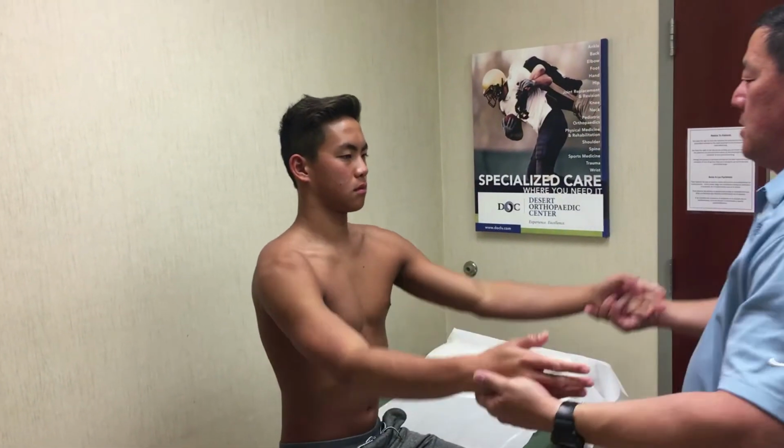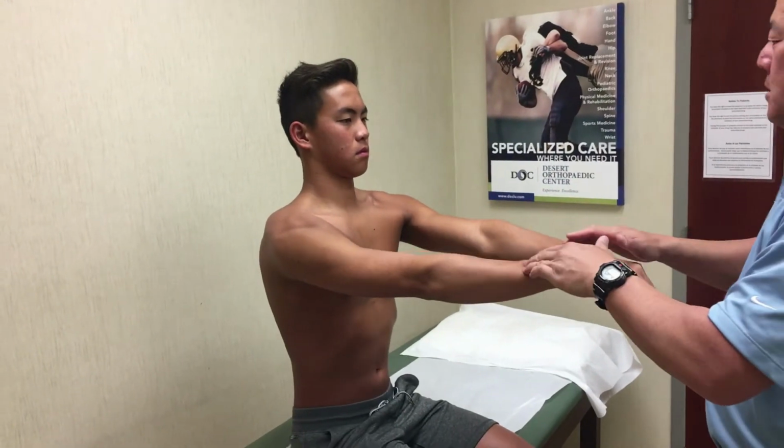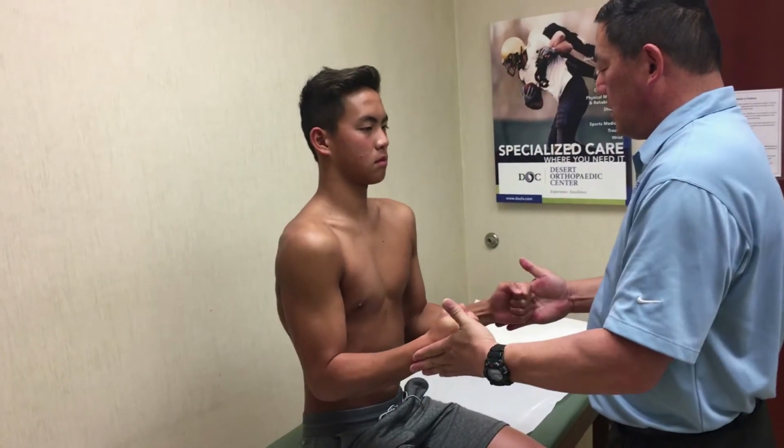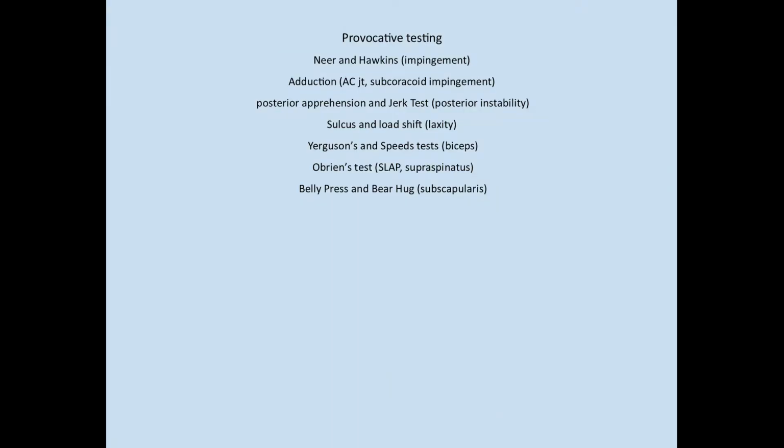Deltoid, supraspinatus full can, empty can, anterior fibers, external rotators, internal rotators, biceps, triceps. Provocative testing with Neer and Hawkins for impingement, adduction for AC joint compression or subcoracoid impingement, posterior apprehension and jerk test for posterior instability, sulcus and load shift for laxity, Jobe's and Speed's for biceps, O'Brien's for SLAP and possible supraspinatus, and belly press and bear hug for subscapularis.